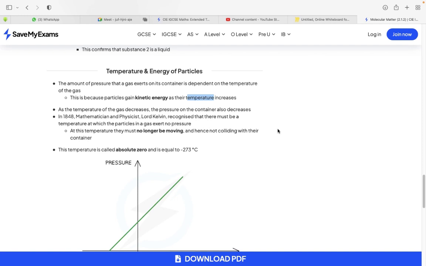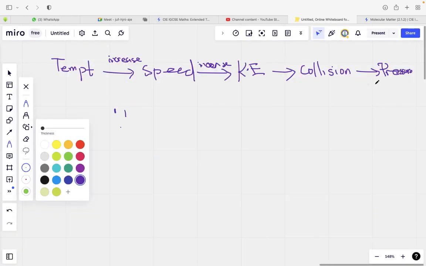Yes. So the same thing will happen as the temperature of the system decreases. You see, the pressure will also decrease, because everything will go in reverse. If temperature is decreasing, the pressure will decrease, because speed will decrease. If speed decreases, kinetic energy will decrease. If kinetic energy decreases, collisions decrease. When collisions decrease, pressure will decrease.